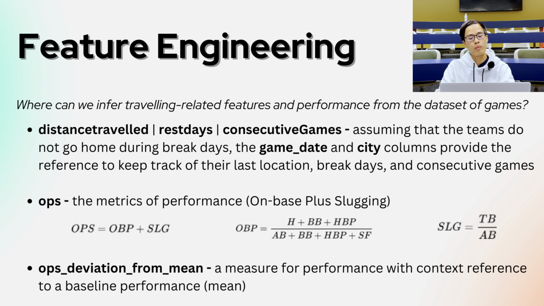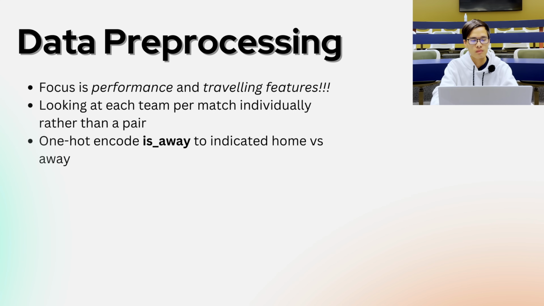We also need some kind of measurement for performance. Here we are using on-base plus slugging, or OPS. However, this is an independent metric, which does not necessarily reflect the change in performance, since bad teams would have a low score and good teams would have a high score. So we use the deviation of OPS values from a baseline, which is the average OPS, to decide when teams are performing better or worse relative to average performance.